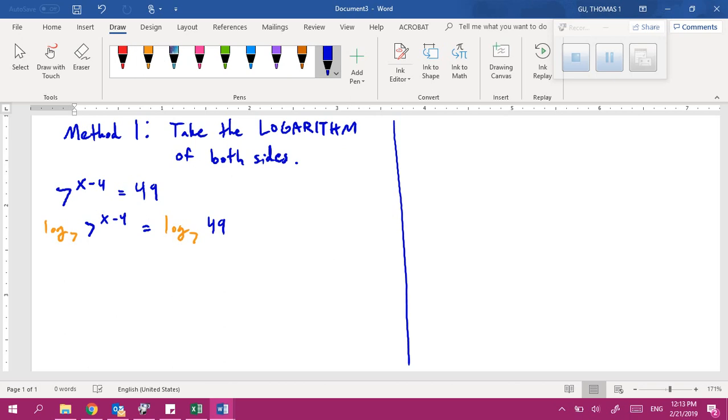Okay, so now right here on the left side, we have log base 7 of 7. What happens with that? Cancels. Boom. So now what's left? X minus 4, and it's not an exponent anymore, right? Now it's just in the normal numbers area. See how I wrote it a little bigger, so you can tell that it's not an exponent? Yep.